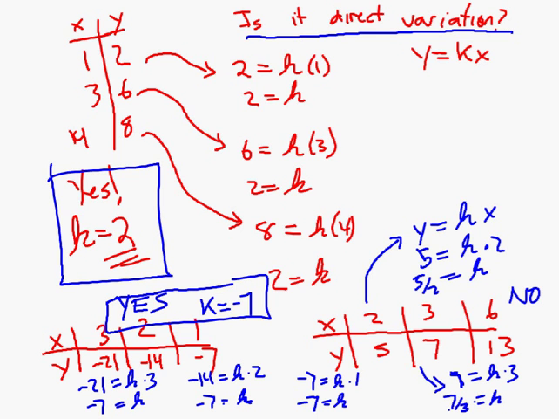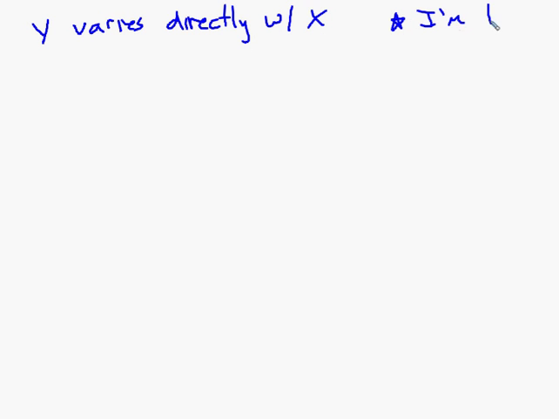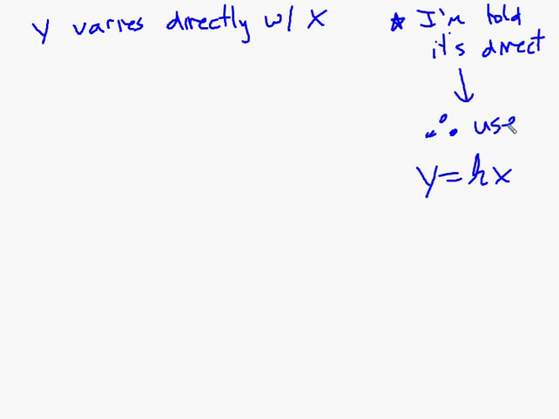But maybe I'm told it's a direct variation. Okay? So I might have a question such as this one. It's not important that you copy all these examples down so much as it is to know how we got the answer for a couple of them. So here's this. We'll say y varies directly with x. So I'm told it's a direct variation. So that means, therefore, I conclude I'm using y equals kx. So y varies directly with x.